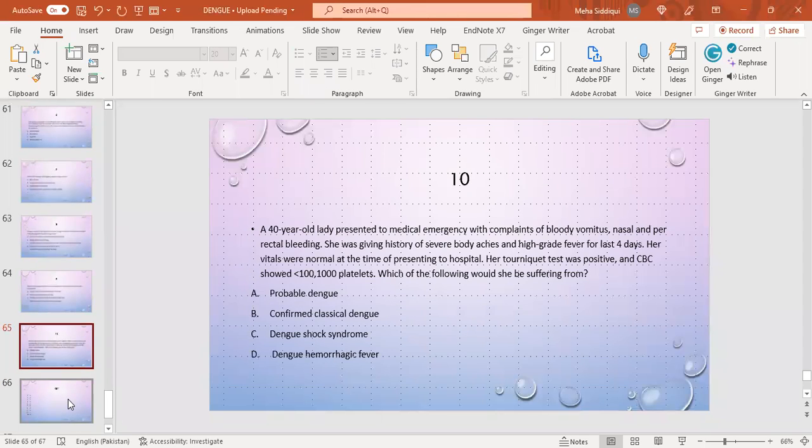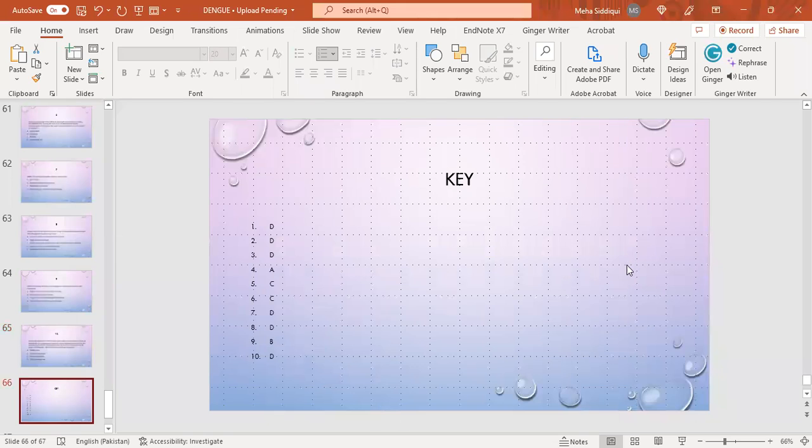MCQ number 10. A 40-year-old lady presented to medical emergency with complaints of bloody vomit and nasal and rectal bleeding. She was giving a history of severe body aches and high-grade fever for the last 4 days. Her vitals were normal at the time of presenting to hospital. Her tourniquet test was positive. CBC showed 100,000 platelets. Which of the following would she be suffering from? Probable dengue, confirmed classical dengue, dengue shock syndrome, dengue hemorrhagic fever. D is the right option because this is the characterization of dengue hemorrhagic fever. These are the MCQs and thank you.